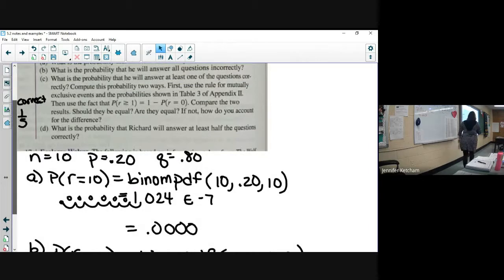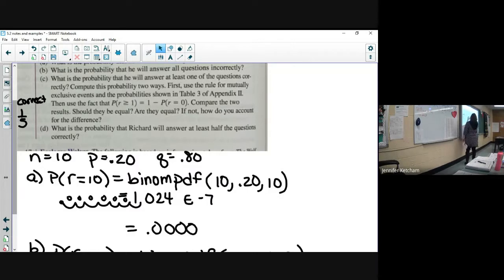It says, what is the probability that you will answer at least one of the questions correctly? So we talked about this at least, right? You can compute this probability 2 ways. You can use the table, because all the values are there, and quickly put that together. Or you can use what we were talking about on Friday and previous days.